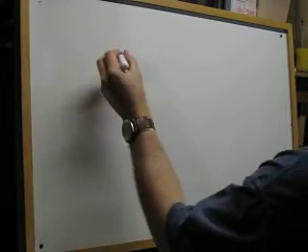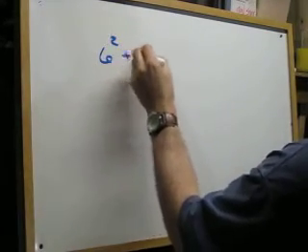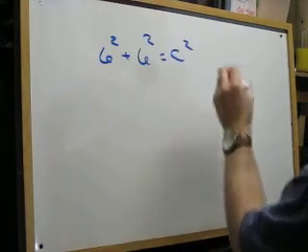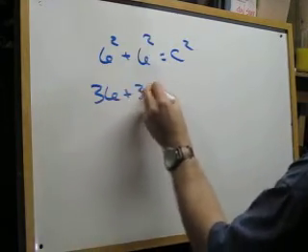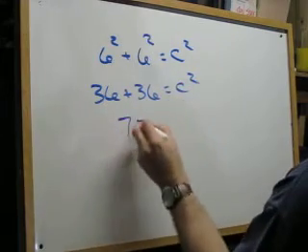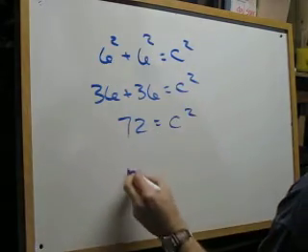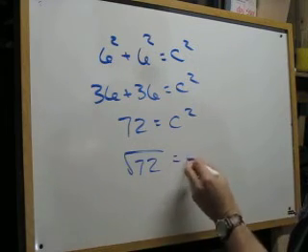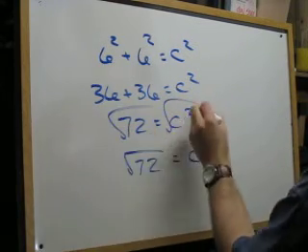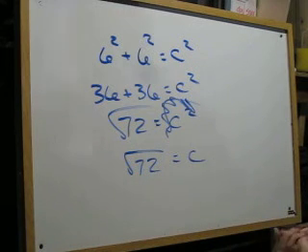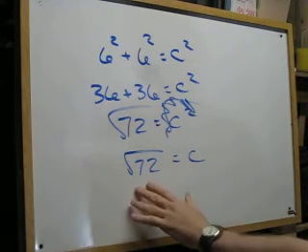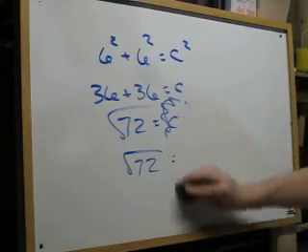It's giving you a side of 6 and the other side of 6. So A squared plus B squared equals C squared. So 36 plus 36 equals C squared. 72 equals C squared. We should take the square root of both sides to get rid of all this stuff here. And we get the square root of 72 equals C. Plug in your calculator, square root of 72, and you end up with a number somewhere between 8 and 9. So 8 point something. Alright, so that's the 5.7 problem set. We're done.